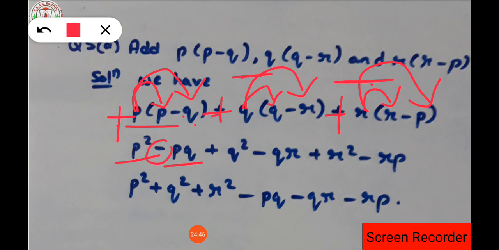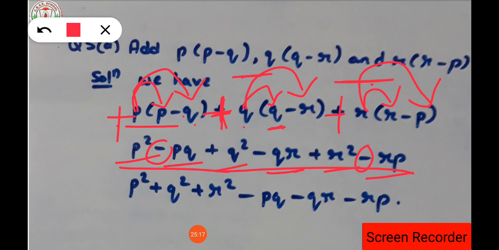In the same way, here plus is there and q is again positive, so q into q will be q square. So we will write plus q square. Plus q into minus r will be minus qr. Then plus r into plus r will be plus r square. Then plus and minus will be minus, r into p will be rp. Now we have to write the answer. After opening the bracket, that means multiplying the numbers, we are getting these expressions.